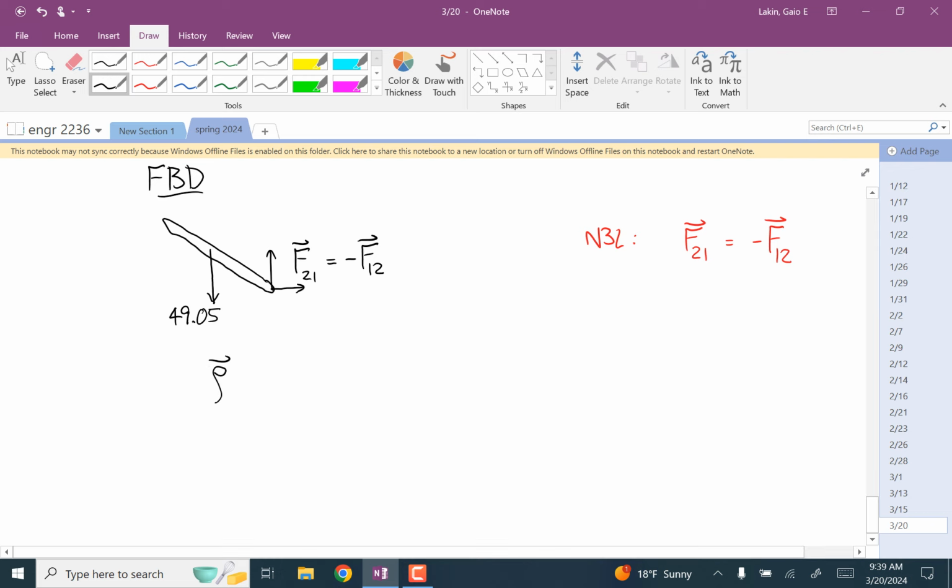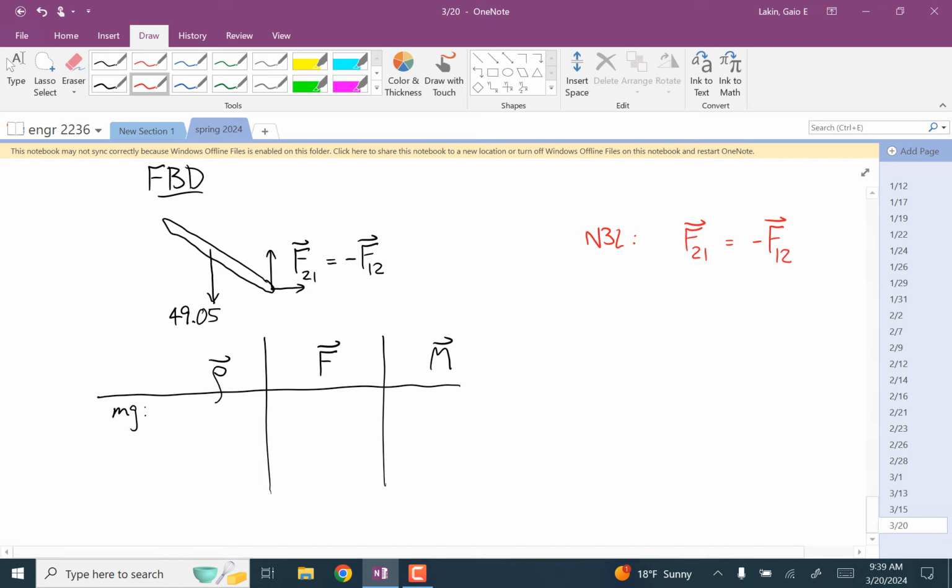Now the table, rho, force, moment. I'll start with the weight force. The about point is here. So what's the rho vector for the weight force? 0, 0. The force is 0, negative 49.05. So the cross product is 0.